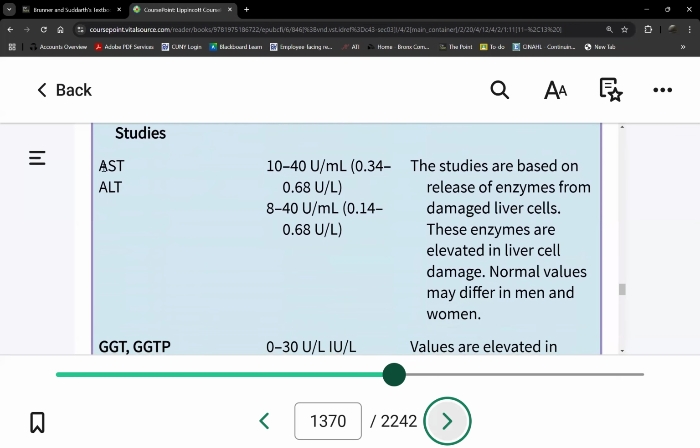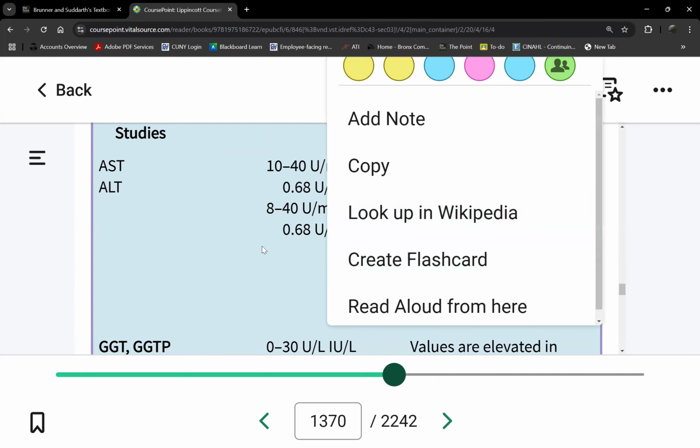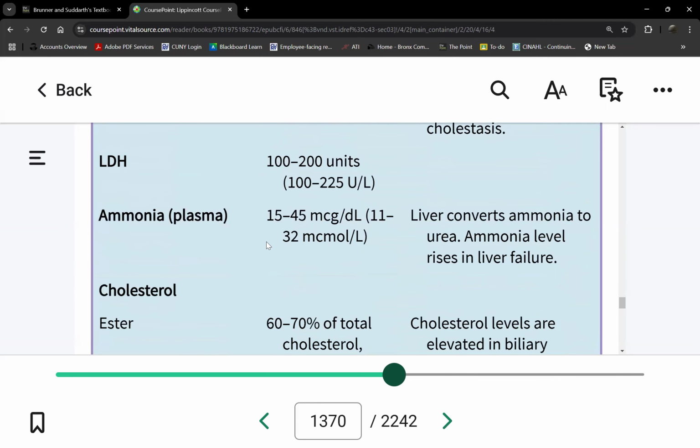These two liver enzymes, AST and ALT, what will happen to these? Once the liver is injured or diseased, they will actually increase. Okay. Because what are AST and ALT? These are enzymes that are released by damaged cells. So the higher the number, the more damaged cells are present.